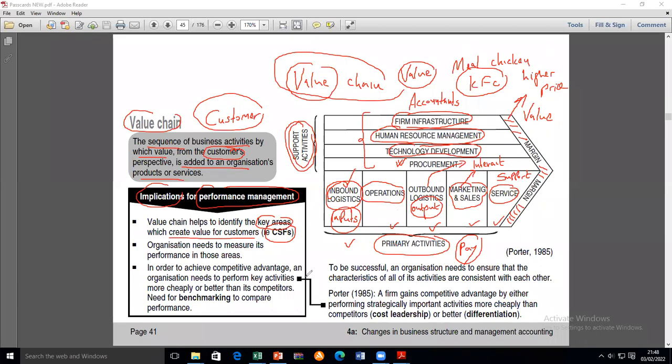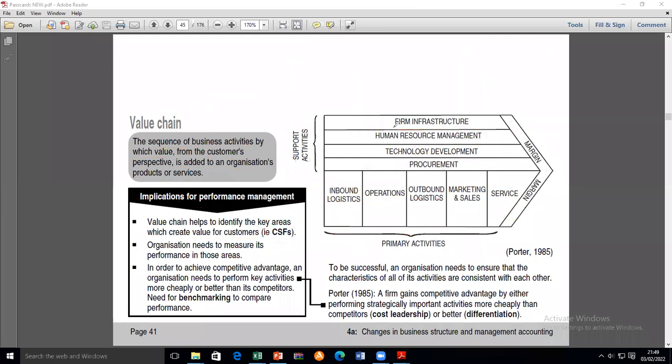In order to achieve competitive advantage, an organization needs to perform key activities more cheaply or better than its competitors. So what makes one organization to be ahead of another is how they perform in these areas. If we can perform these activities cheaply, then we can beat our competitors.